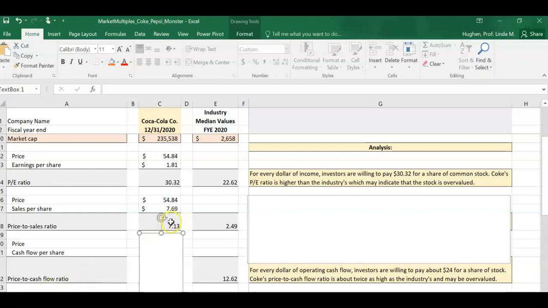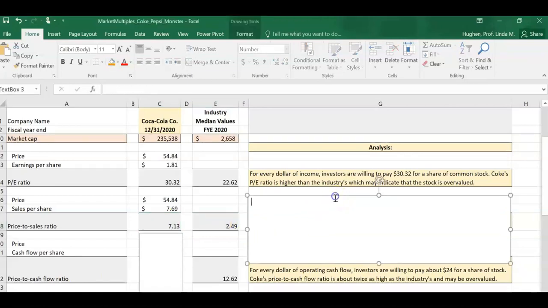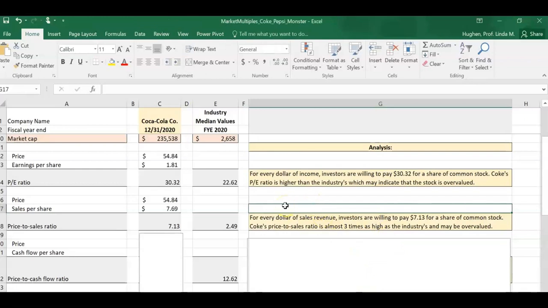So I have a price to sales ratio of 7.13 for Coca-Cola, significantly higher than the industry median. In my analysis, I wrote that for every dollar of sales revenue, investors are willing to pay $7.13 for a share of common stock. Coke's price to sales ratio is almost 3 times as high as the industry's. This might be an indication that, if my industry median values are indicative of Coca-Cola's industry, Coca-Cola could be overvalued.